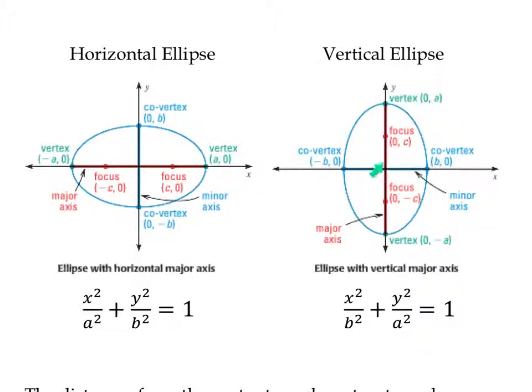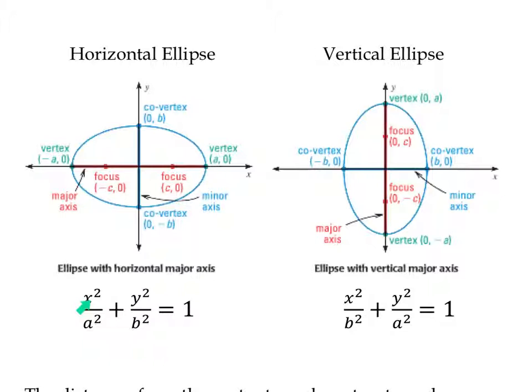However far the vertex is away from the center, it's the same on the other side for the other vertex. There are two vertices, one on either side of the center. So if this point is at 5, 0, this point would be at negative 5, 0. And we can do the same with the covertices. Those a and b values are what we use to write our equation.